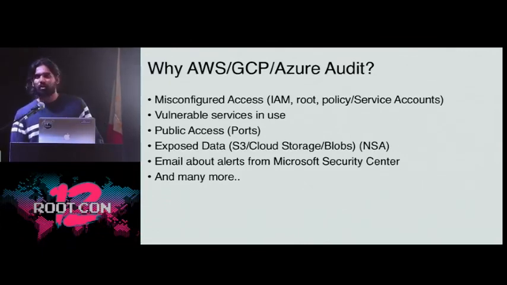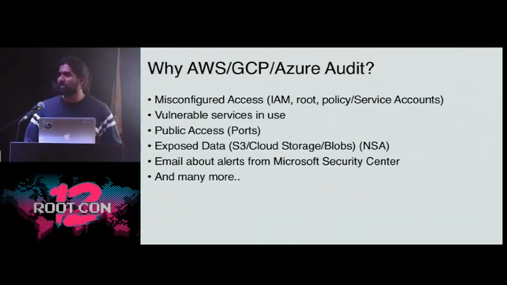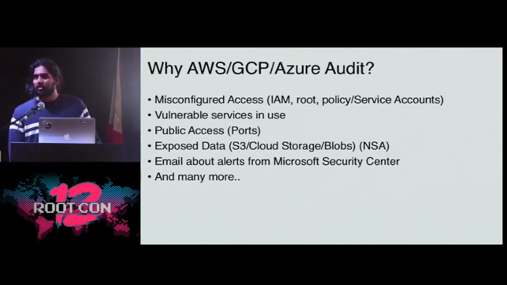Vulnerable services, or any ports left open, and there are a lot of services in AWS. So how do we keep hold of that? It can be misconfigured and it can go for a toss. The whole environment can go for a toss.